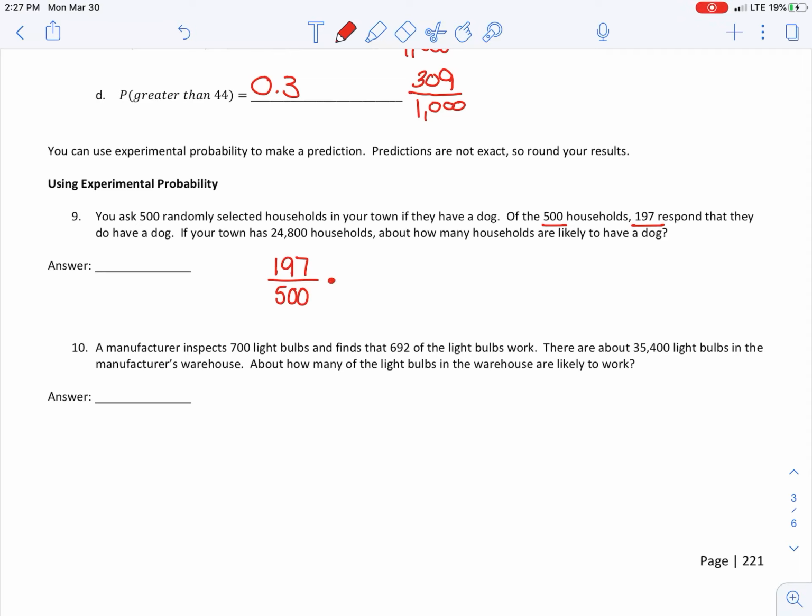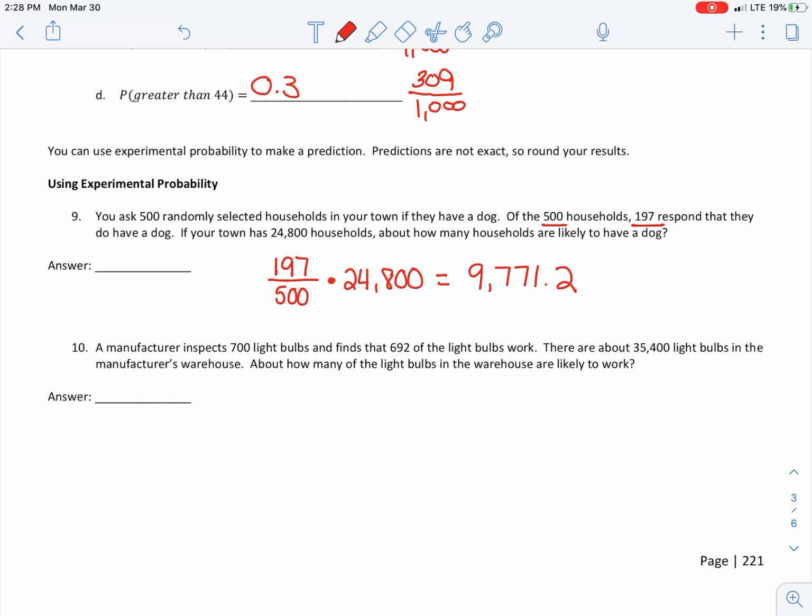But let's go ahead and take that then. Once you figure out what that decimal is, you're going to multiply that by 24,800 households. So basically what we're doing is finding the probability that they do have a dog, and multiplying that by the total population. So we're going to say 197 divided by 500. That decimal, we're going to then take that times 24,800. That gives us approximately 9,771.2 households that have a dog.